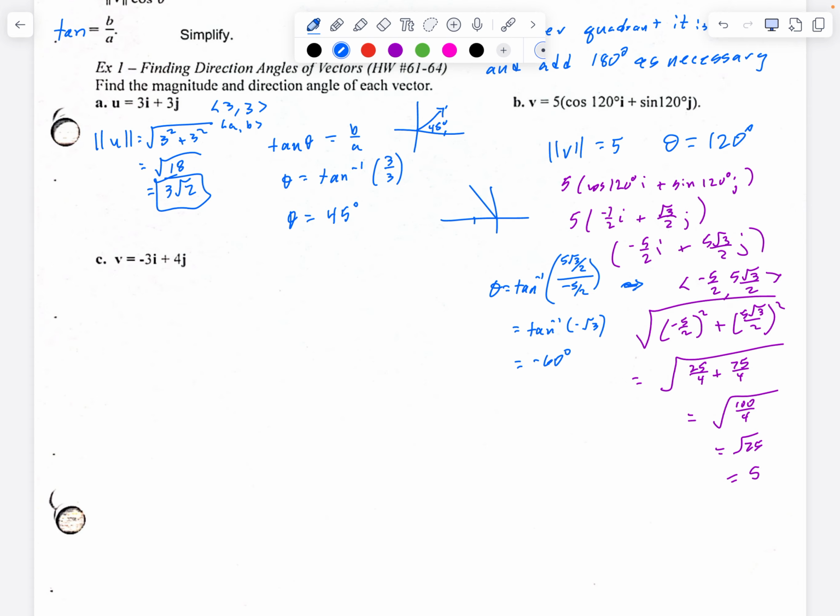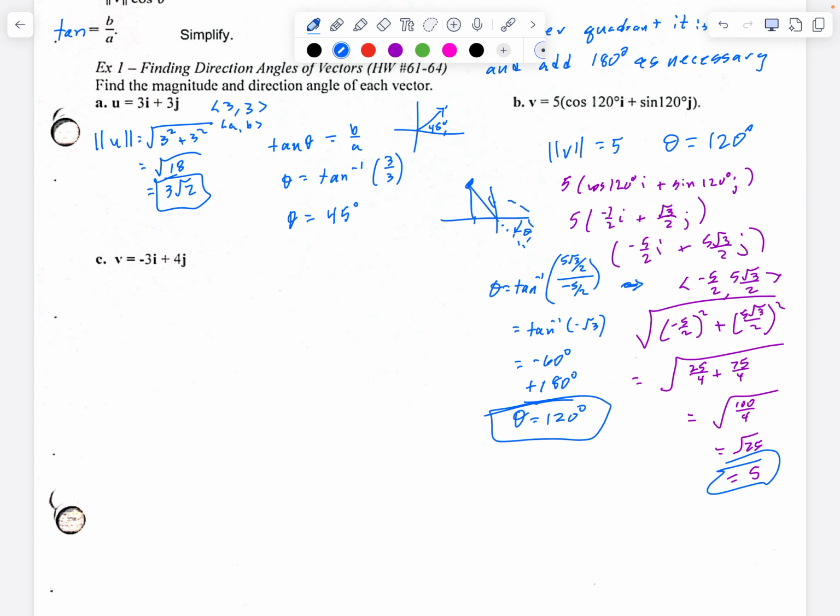All right, let's look at part C. The component form of this is -3, 4. So the magnitude of vector v is just the square root of -3 squared plus 4 squared. And you get 9 plus 16, the square root of 25, which if you think of it as a triangle, it's a 3, 4, 5 triangle. And so that is 5.